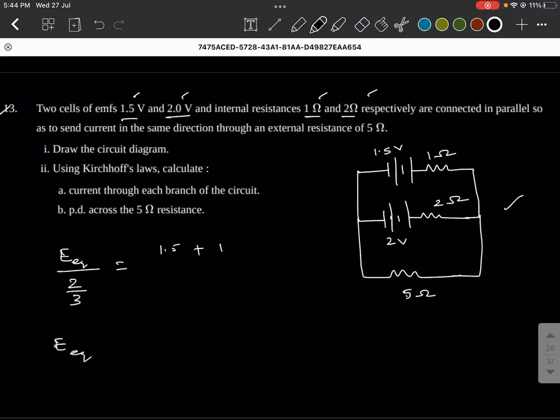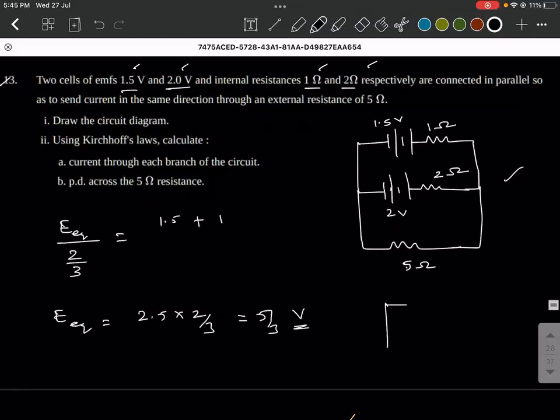So E equivalent is 2.5 into 2 by 3, which is 5 by 3 volt. So 5 by 3 volt is the equivalent potential difference, or EMF, sorry, and the R equivalent value will be 2 by 3. So the circuit diagram will get simplified like this. With this, we can calculate the potential drop across the 5 ohm resistor.